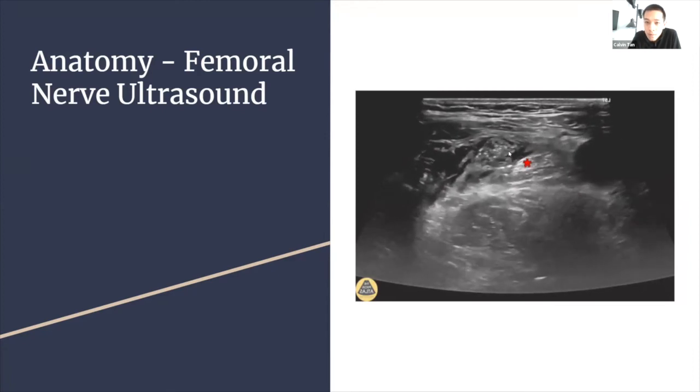No, well, no, hang on. I don't know why this asterisk is off. The honeycomb structure is here. And as you can see, there is fluid being injected around it. So this would be just a femoral nerve block as opposed to a fascia iliaca block.